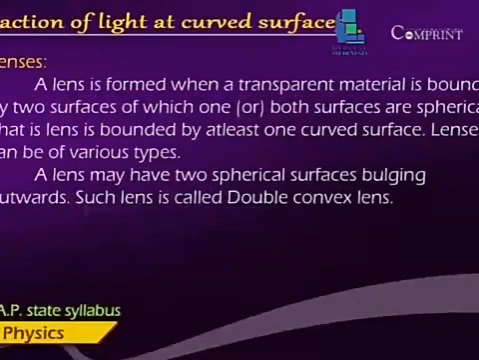Lenses. A lens is formed when a transparent material is bounded by two surfaces of which one or both surfaces are spherical. That is, a lens is bounded by at least one curved surface. Lenses can be of various types. A lens may have two spherical surfaces bulging outwards. Such a lens is called a double convex lens.